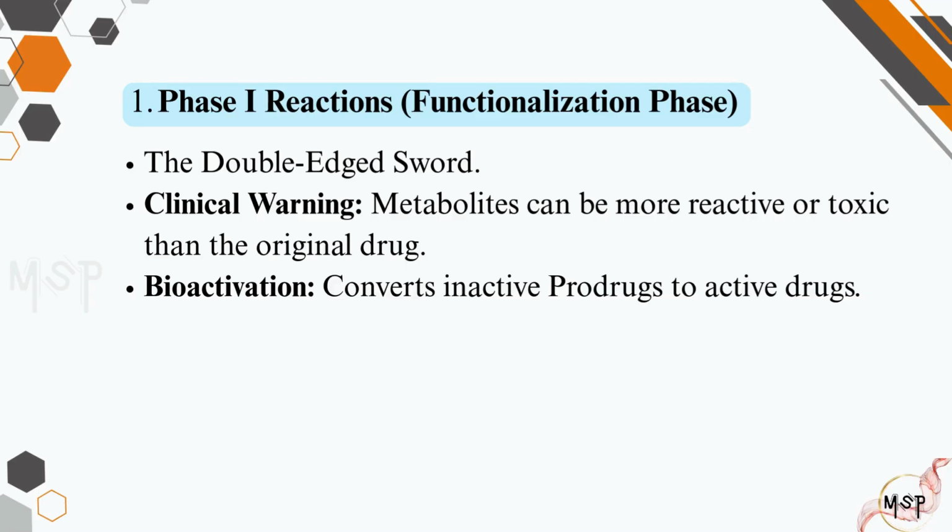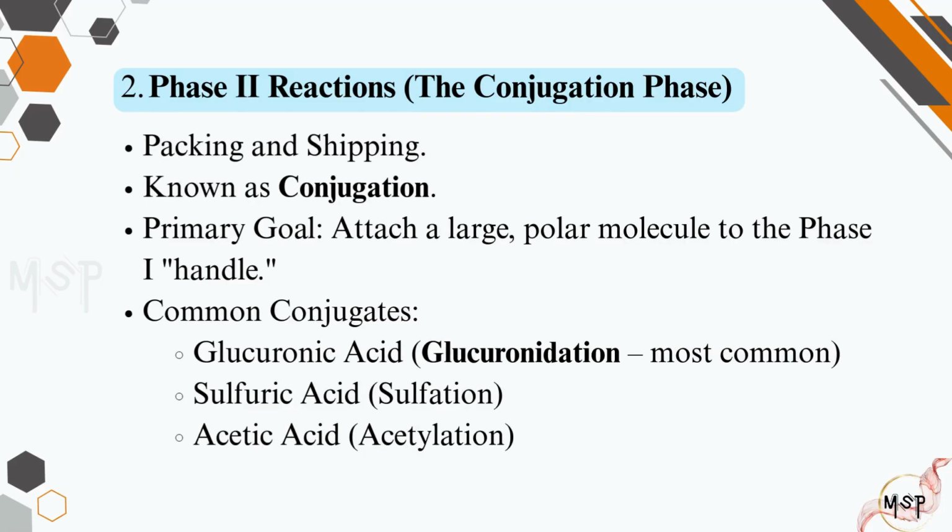If Phase 1 was the prep, Phase 2 is the packing and shipping phase. This is known as conjugation. Now that we have that chemical handle from Phase 1, the liver grabs a large polar molecule, most commonly glucuronic acid, and snaps it right onto that handle. This process, called glucuronidation, essentially attaches a heavy, water-loving anchor to the drug. Other common ones include sulfuric acid, known as sulfation, and acetic acid, known as acetylation.